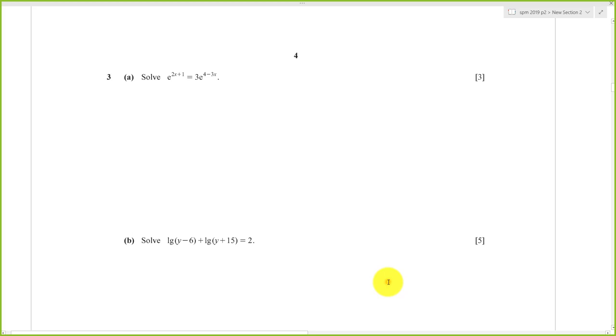Cannot understand, please let me know, or else I worry I teach too fast. Okay, this is the third thing. Third question.